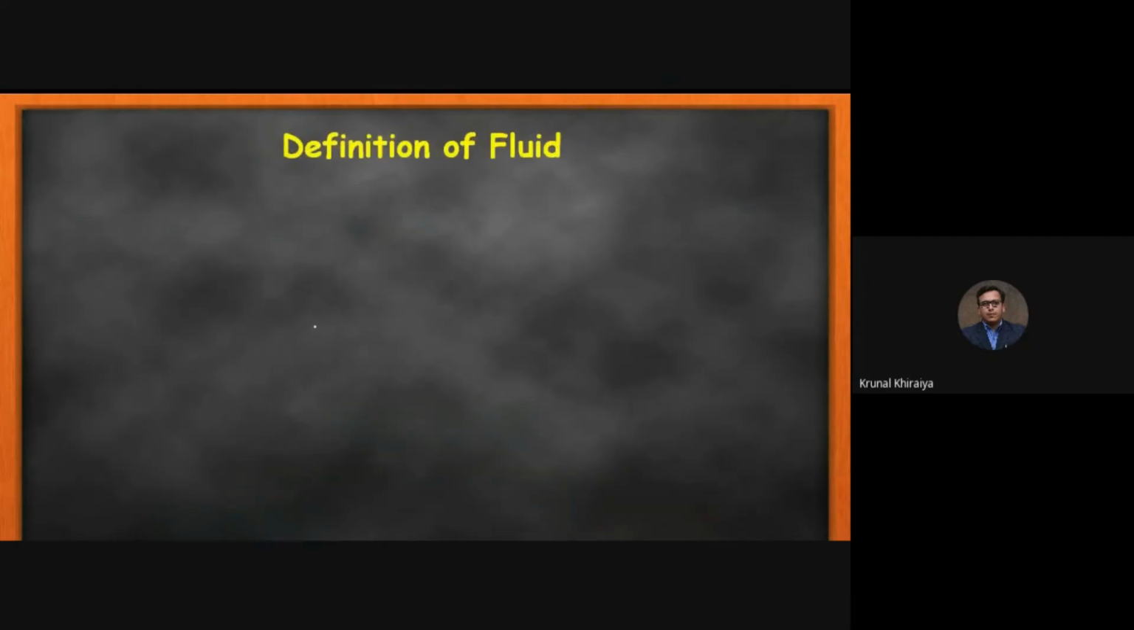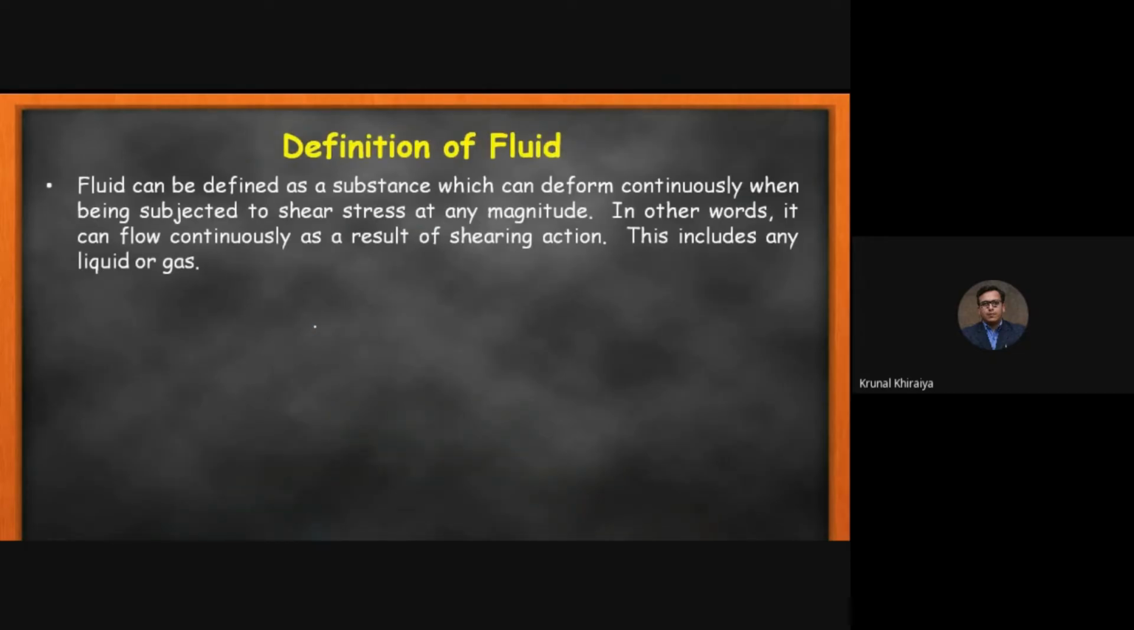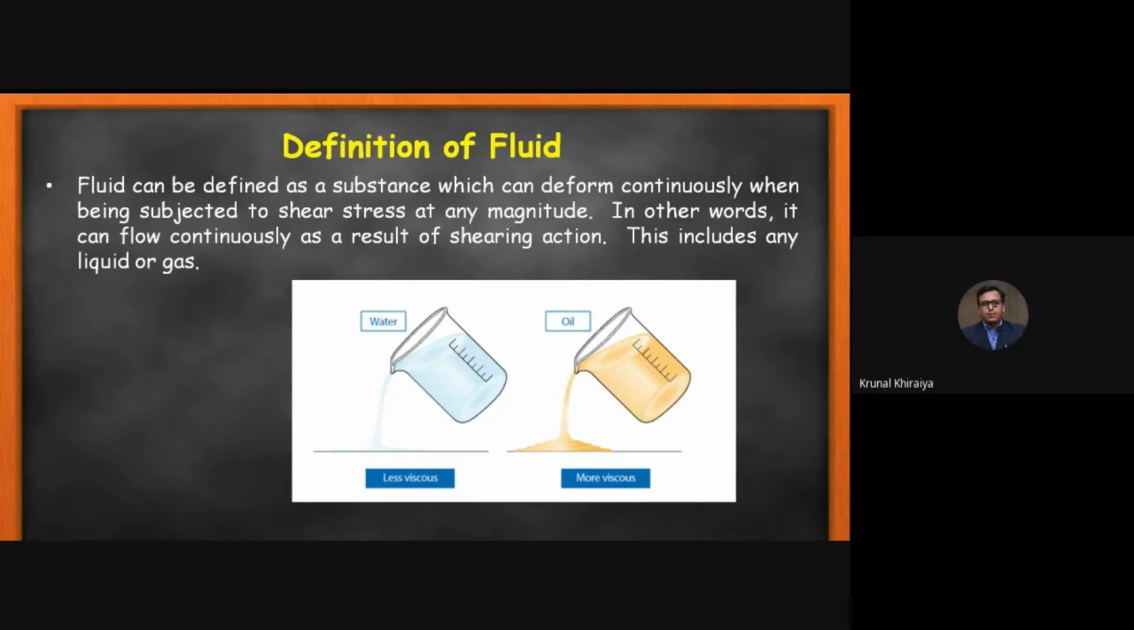So now next is the definition of fluids. A fluid can be defined as a substance which deforms continuously when subjected to a shear force of any magnitude. This is the proper definition. In layman's terms, a fluid is a substance having an ability to flow. In other words, it flows continuously as a result of shearing action, and this includes any liquid or gas. See here, these are examples: water is less viscous, and oil is highly viscous.